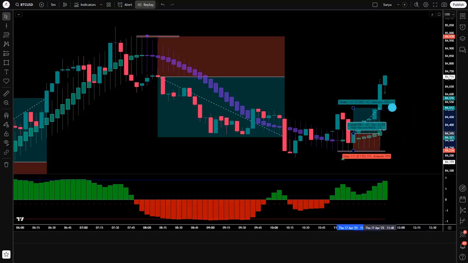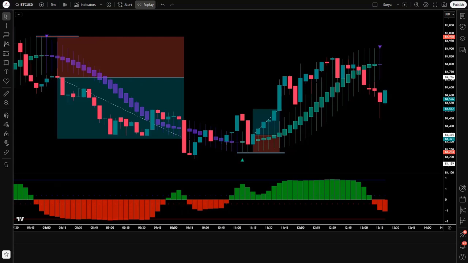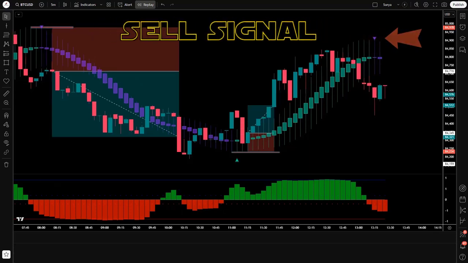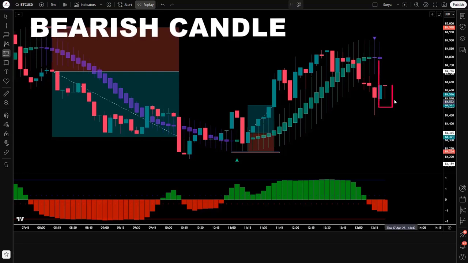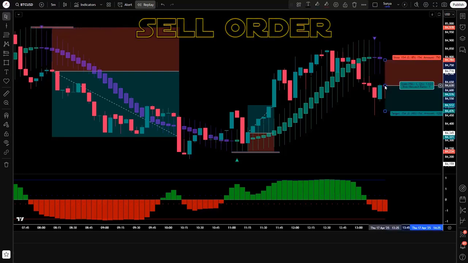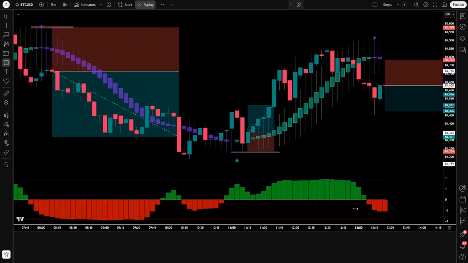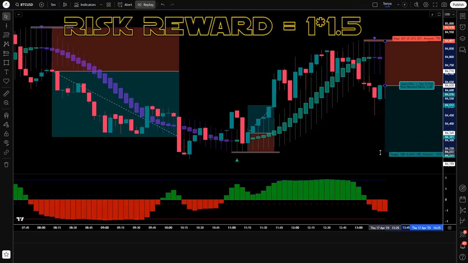We have won the trade. Let's find the next trade. When the triangular hull moving average indicator has given a sell signal, the premier stochastic oscillator indicator has formed a red histogram. And the market forms a bearish candle, so all these conditions are met, so we have to take a sell order. And our stop loss should be placed at the high of the Hama candle. And the risk-reward ratio will be 1:1.5.